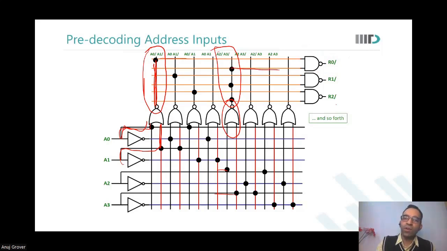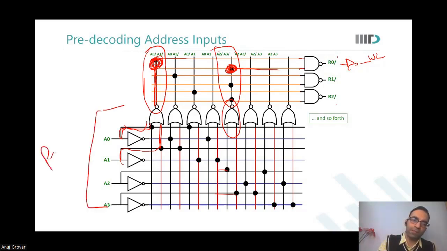So what happens when I have chosen A0 bar, A1 bar and A2 bar, A3 bar as the inputs for a particular NAND gate? This NAND gate will give an output word line bar, or row 0 bar, when all the 4 inputs are 0. I will simply buffer it subsequently and I will have my word line. So when A0, A1, A2, A3 are 0, then I will have this R0.